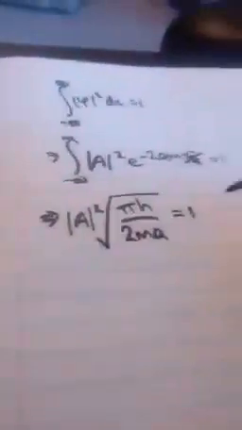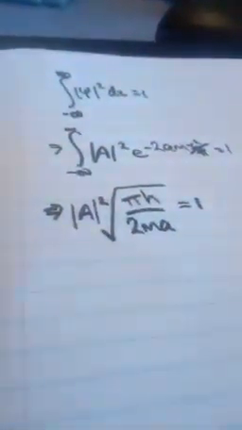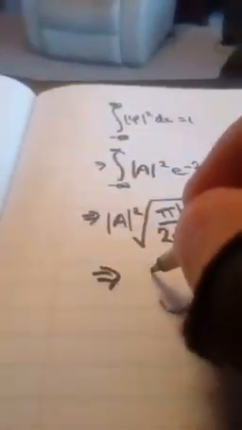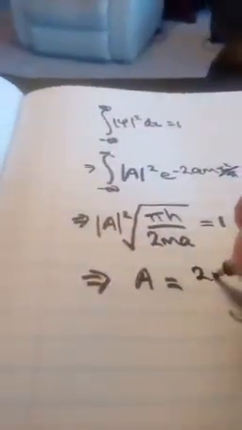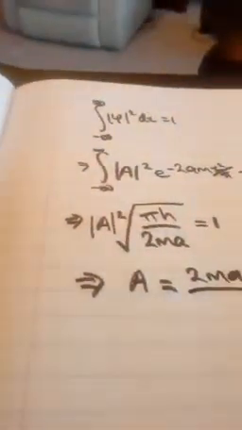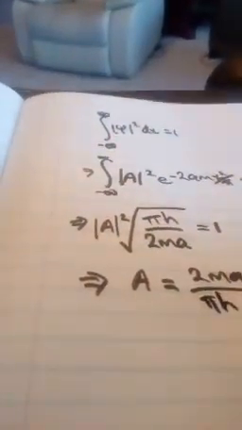Which is great, because now all we have to do is say that this implies that A equals 2 times the mass times a over pi h, all to the power of a quarter.